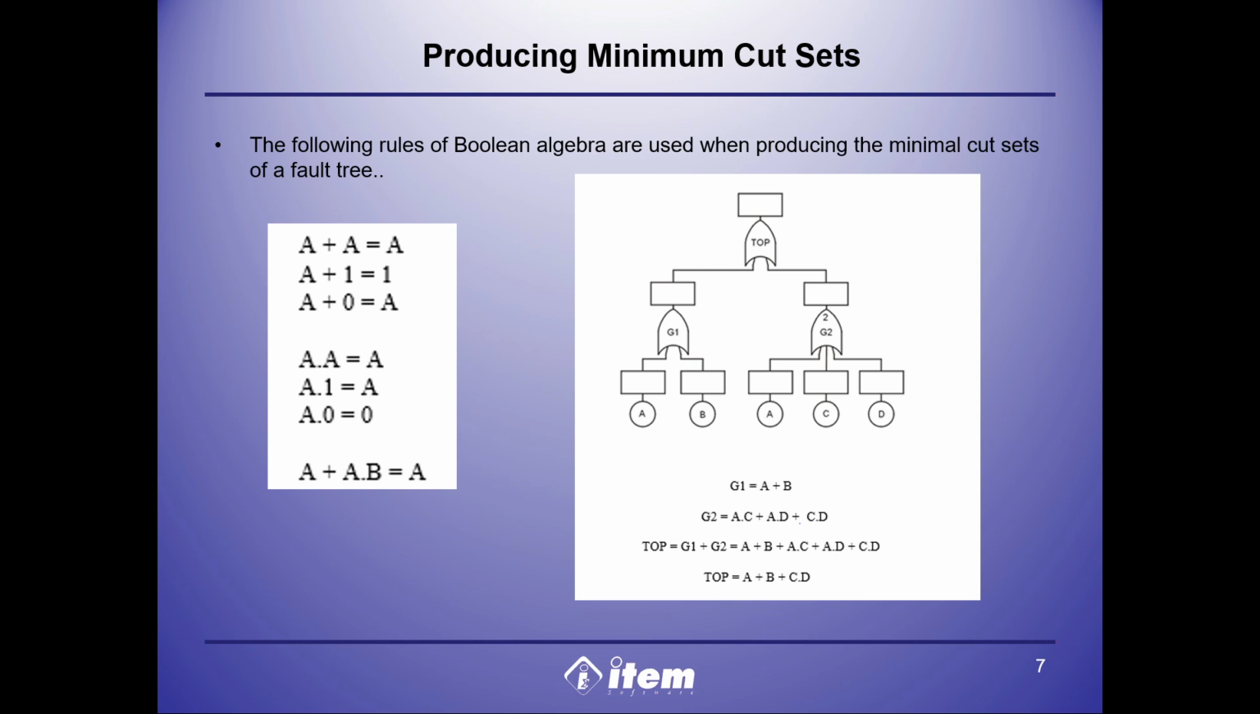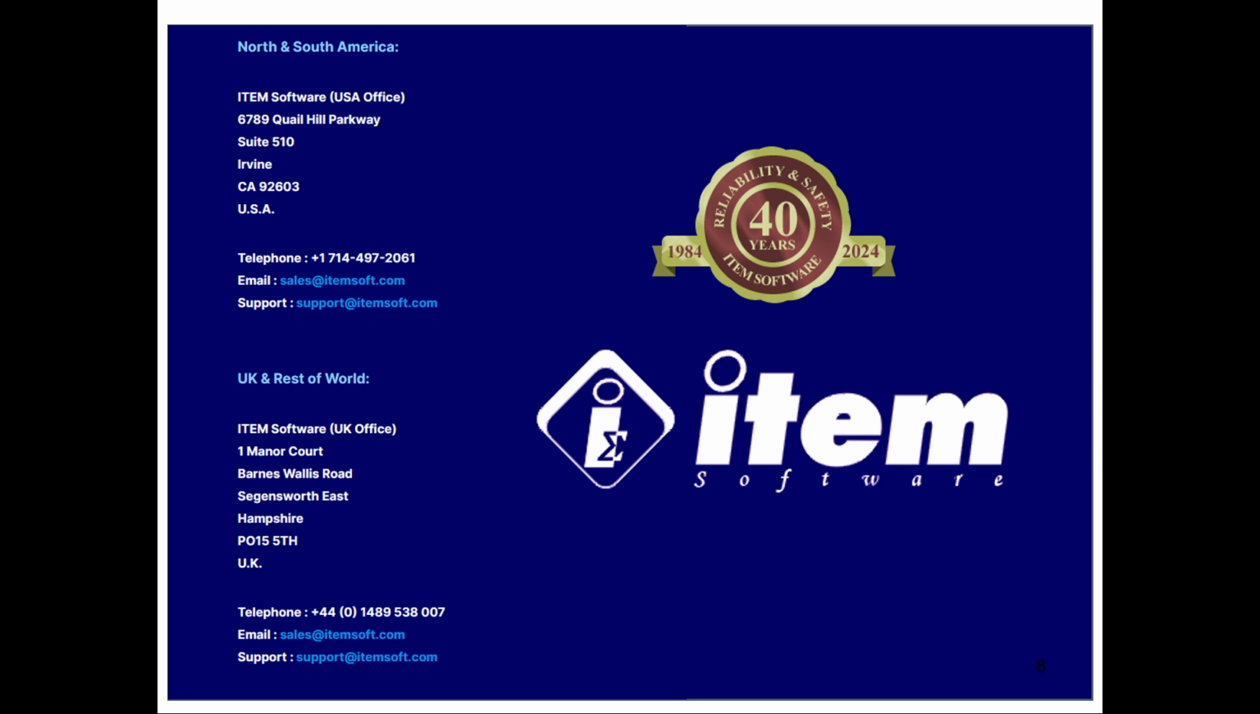By mathematically eliminating those redundant, non-minimal scenarios, the calculation engine reduces our massive raw equation down to the final line. Top equals A plus B plus C times D. This tells us that our system has exactly 3 minimal cut sets: component A failing alone, component B failing alone, or components C and D failing together. By applying these rules, the item toolkit filters out the noise and leaves you with only the most fundamental failure paths. That brings us to the end of our theoretical review of cut sets and Boolean reduction.